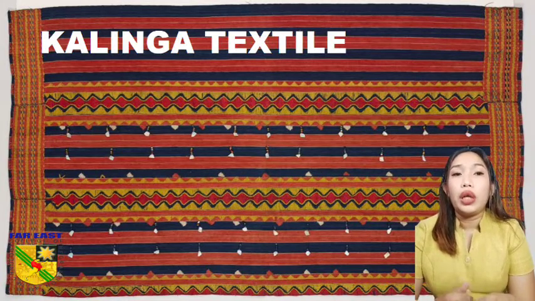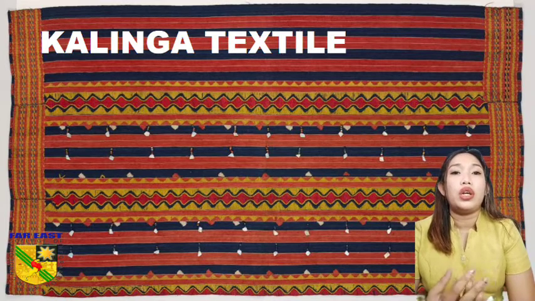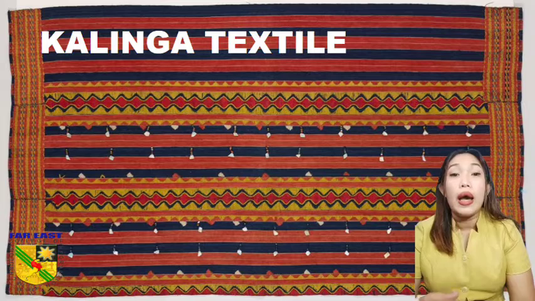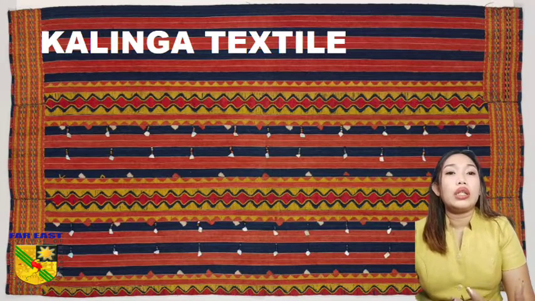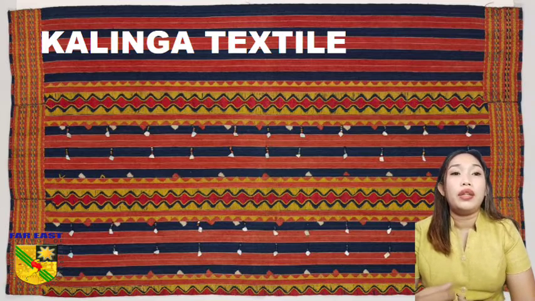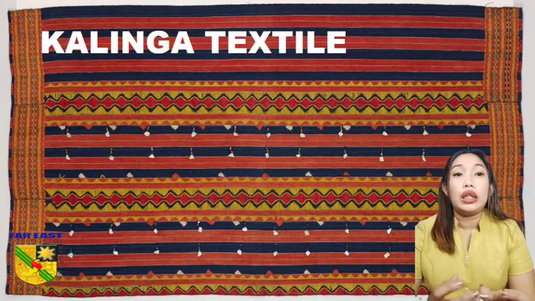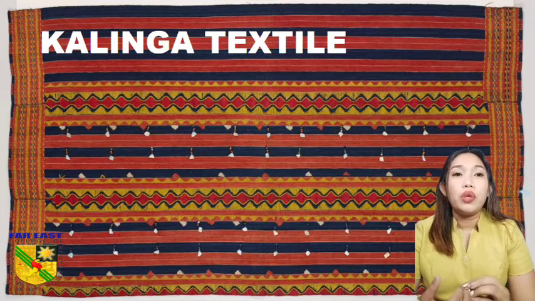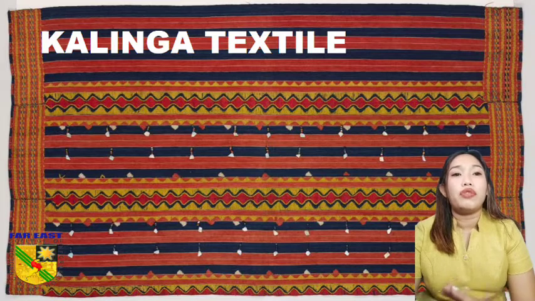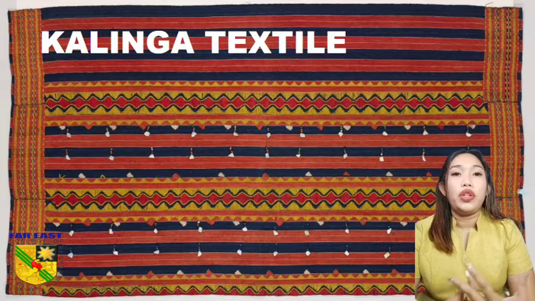So, the people of Kalinga are also great weavers. Their cloth weaving and basketry are among the finest productions in the region, wherein the Kalinga textiles are characterized by the dominant red stripes and motifs of geometric patterns. So, this is the picture of the Kalinga textile. As you can see in the picture, the dominant red stripes and motifs of geometric patterns here, as well as the nature symbols interlaced with white, yellow, and black fibers.